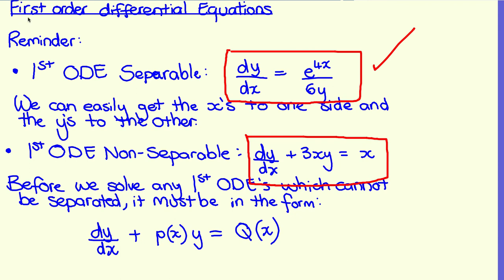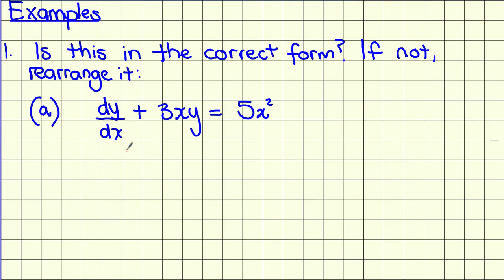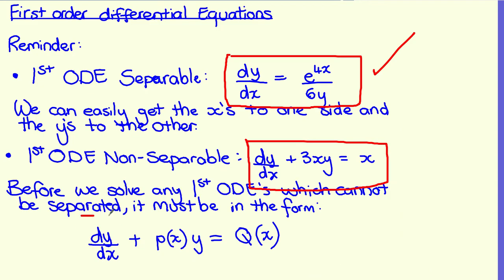On the first example, we're going to have 3 examples here. We're not going to start by solving them. We just need to check, is this in the correct form? If not, we need to rearrange it. So if I go back a page, this is the form that we need at the bottom.